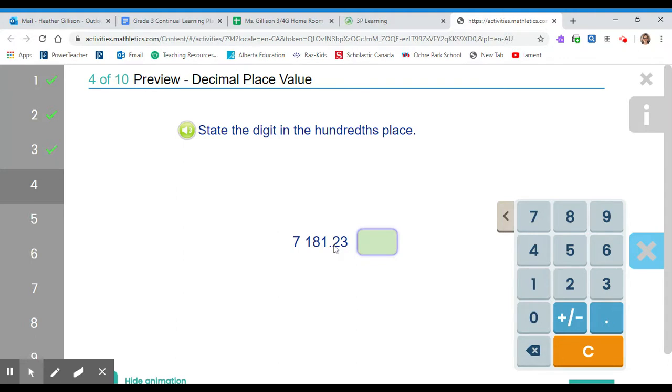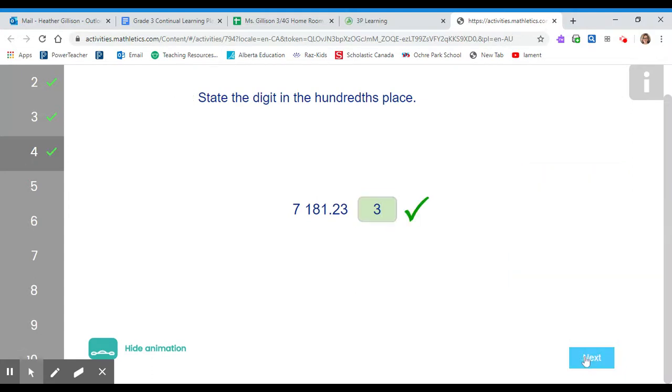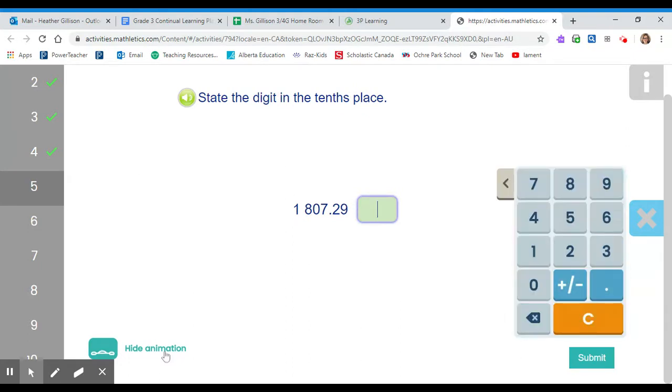We know that after the decimal, this is the tenths place and this is the hundredths place. So you'd go ahead and you press in your digit and you would continue like that. All right, so those questions are fairly similar in that they're only going to ask you for tenths and hundredths.